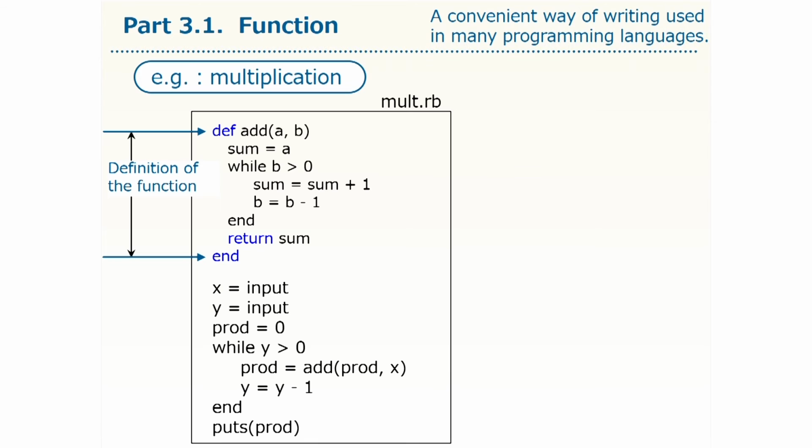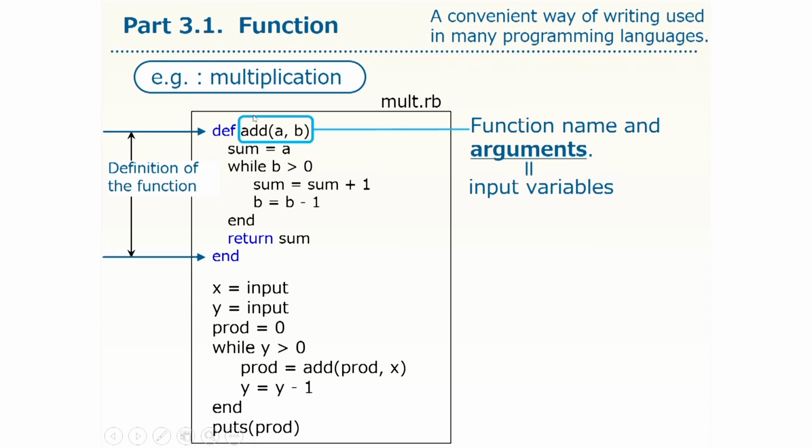Let's look more closely at how to define the function. We write the definition of the function between def and the end here. Next to the def, this add is the name of the function. We wanted to call this function add, so let's go with add. Next to it, a, b, which are arguments. To put it simply, the arguments are regarded as input variables. That is, when the function is called, the actual values will be passed to the variables stated here. In this case, a and b receive numbers.